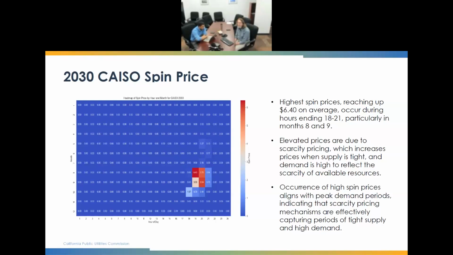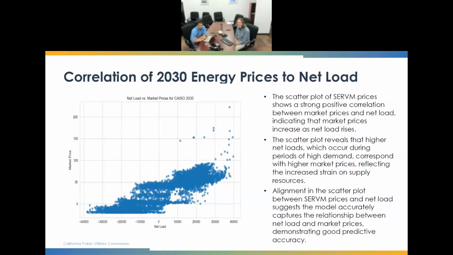The next one, last slide, please. This slide is to show you some of the QC, the quality control we do to get confidence in our pricing, and this graph is a curve plot of the correlation between the market price and the net load. The net load is on the x-axis. The market price is on the y-axis. And as you see, there is a strong positive correlation between the market price and the net load, indicating that the market price increases as the net load rises.